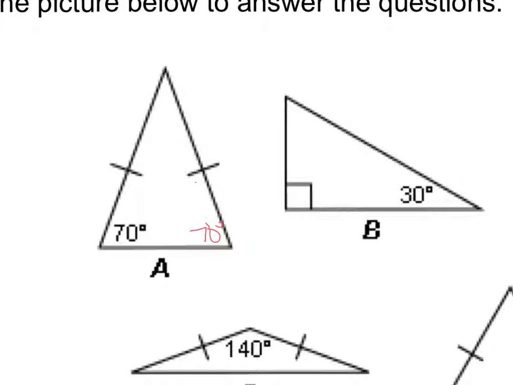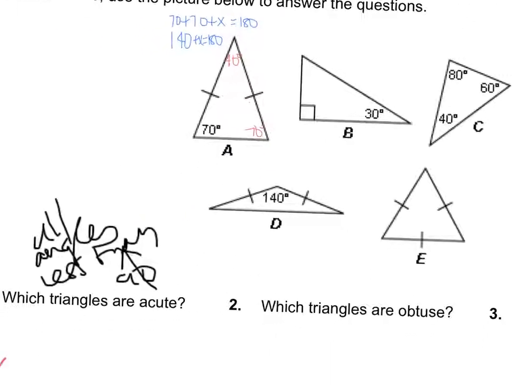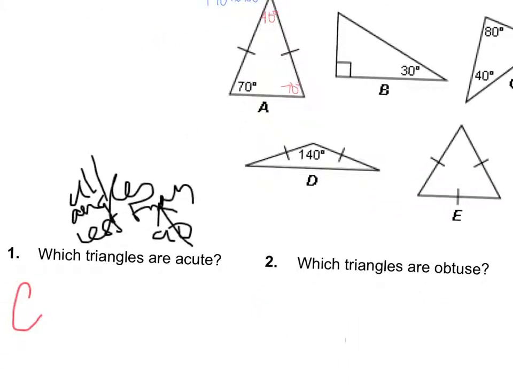Your quiz will not be this difficult, by the way. So if these two are 70, then 70 plus this angle, I'm going to call it x for now, has to add up to 180. 70 plus 70 is 140. And if I did a little math, I'm going to determine that this angle is 40 degrees. So knowing all of that, we now know that triangle A is also an acute triangle because every single angle there is less than 180.